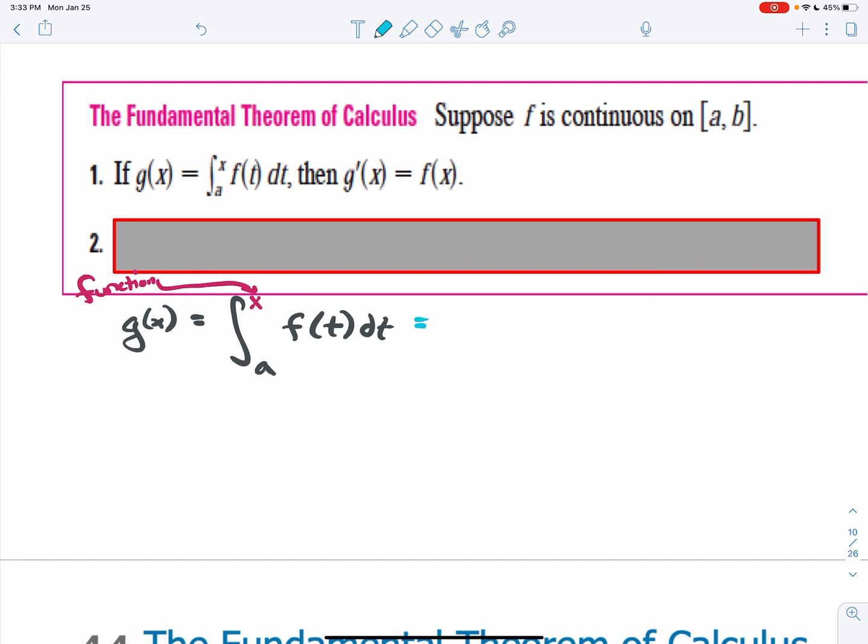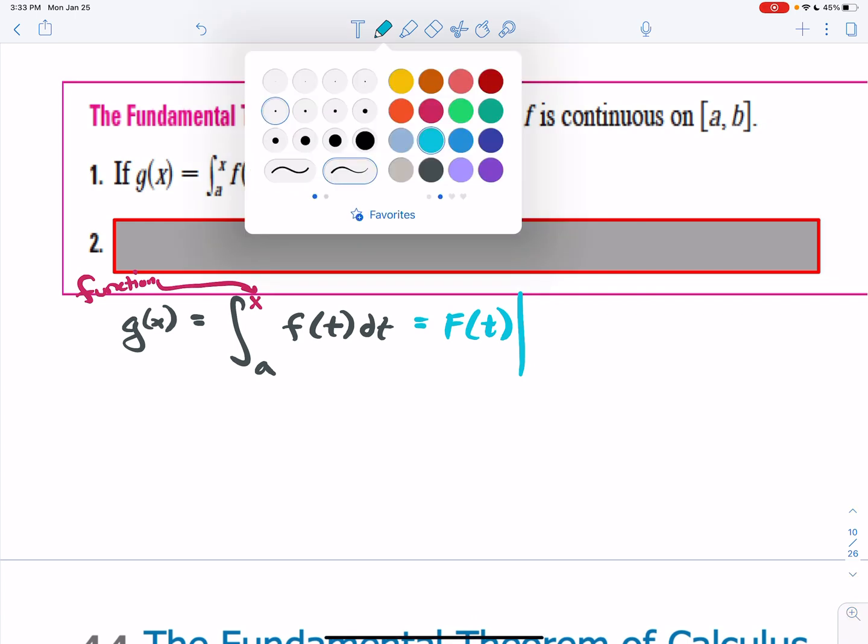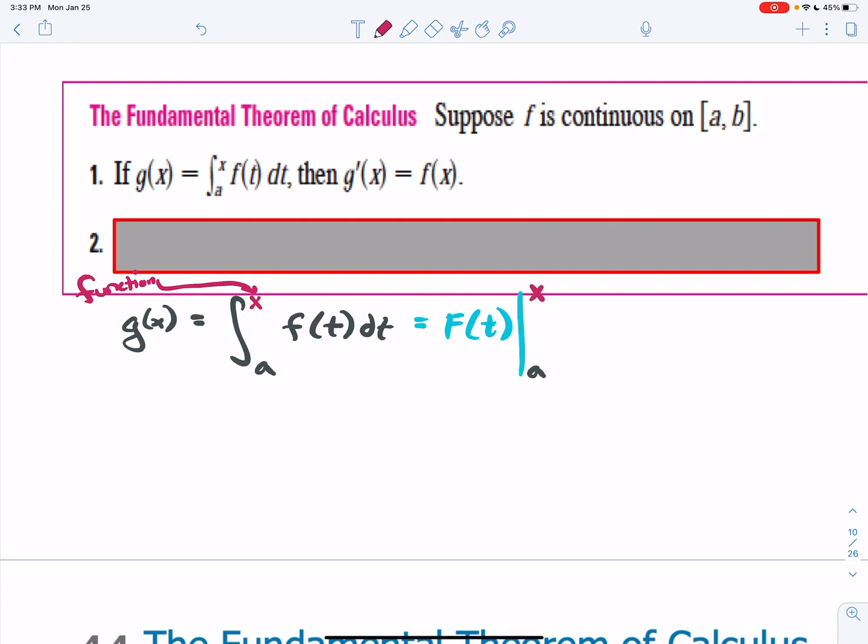So according to what we just learned, we have to take the antiderivative, which I'll call capital F of t, and then we plug in our a and our x. Now remember, x is a function, a is a constant, okay? Now what do I do after this? I then plug in my upper, so capital F of x minus capital F of a. Keep in mind that x is a function and a is a constant, all right?